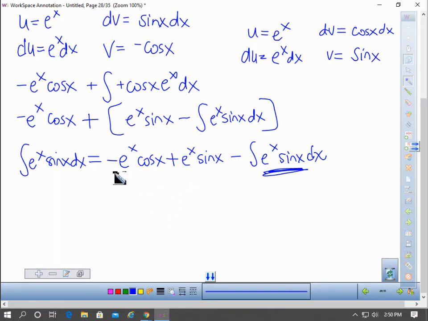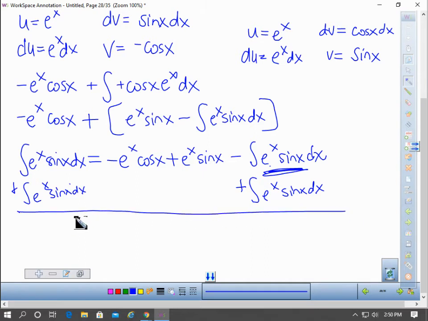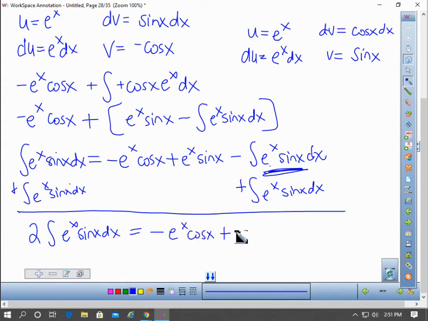So now, in order to solve this, our original problem equals all of this. So now to solve this problem, we're going to add this over to here. So if I add this integral over to this side, all right, we're going to get two of these, right? Two of these integrals equals this answer, negative e to the x cosine x plus e to the x sine x, all right?